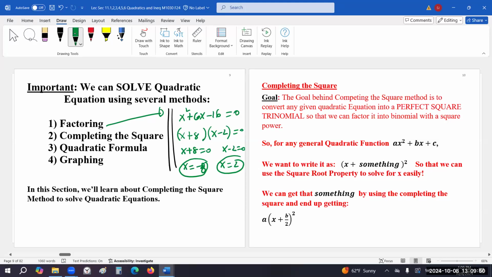But our life is not easy all the time, right? Sometimes we bump into some question that is not factorable. When a quadratic is not factorable, we go to complete the square method, or we go to quadratic formula method. So here I'm going to show you the complete the square method.